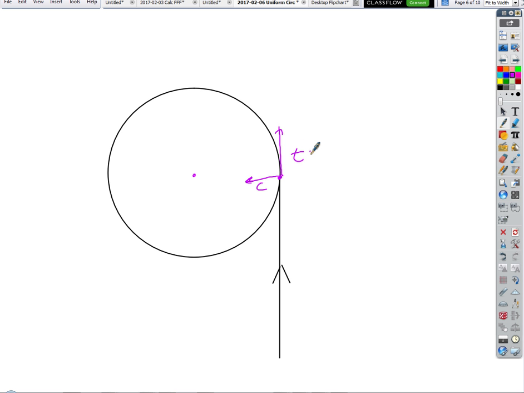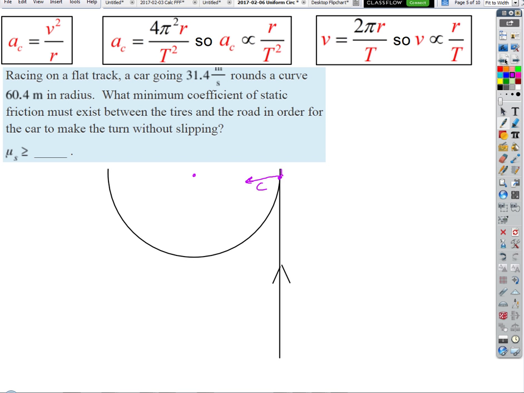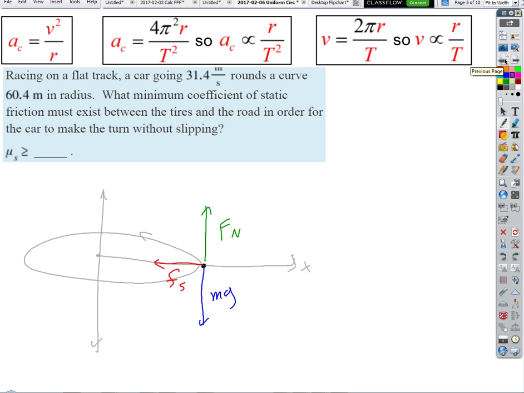Now, it's going to be different up here, right? At this point right here, but we can still call them the same thing. That's tangential, and that's centripetal, right? Make sense? Okay. So then, right here, what are our equations of motion?